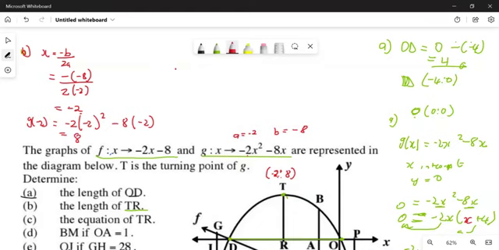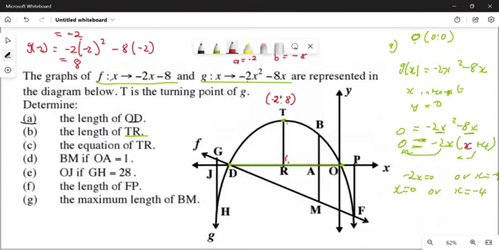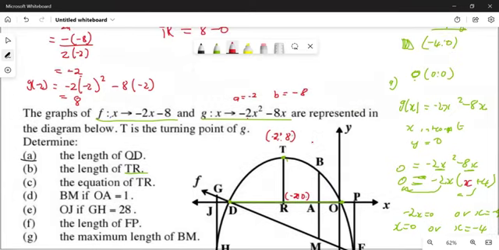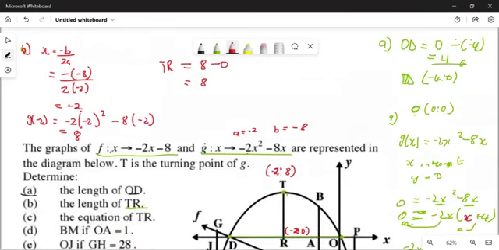And then what is going to be the length of TR, Jane? The length of TR is going to be 8 minus 0. Yeah, because the coordinates of R, you have them as minus 2 and 0. So when you say 8 minus this 0 here, because minus 2 and minus 2 are going to give you 0, you have TR equivalent to 8. Okay, we are done with that one.